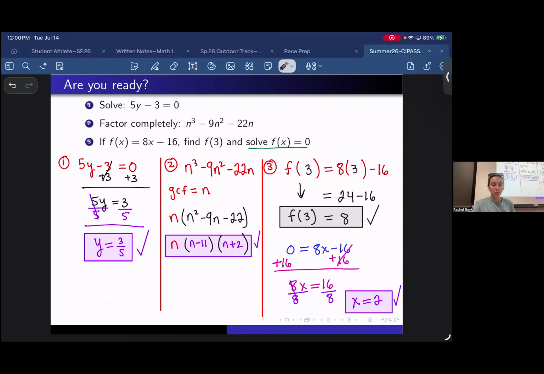All right. So we are going to stop here because it is 12 p.m.